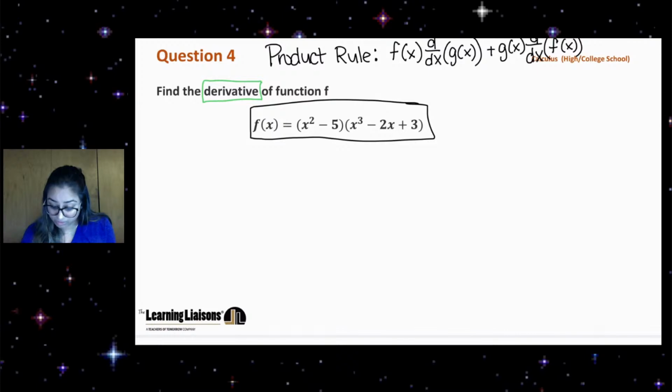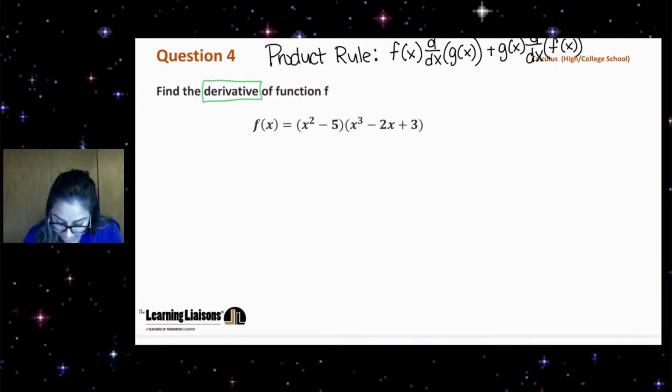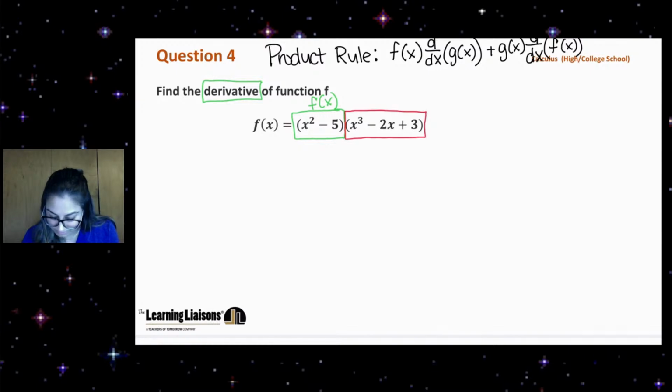So when we look at the problem, it gives us f of x, but then it gives us these two pieces. Well, how do I get a g of x from that? I label my first part my f of x, and I label my second part my g of x. The f of x that I'm using to label my first part, yes, is a part of the f of x function from the original problem, but we're not taking it as a whole. We have to split it up into f of x and g of x in order to solve by using the product rule.